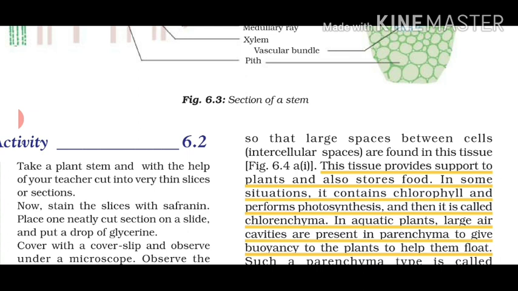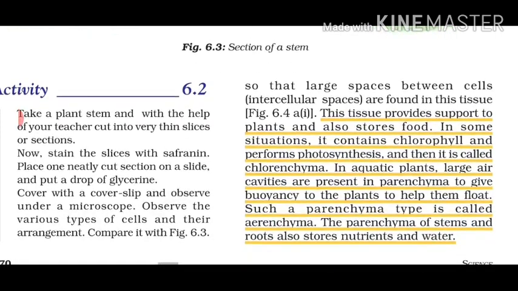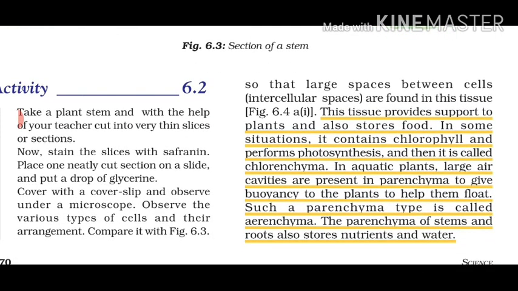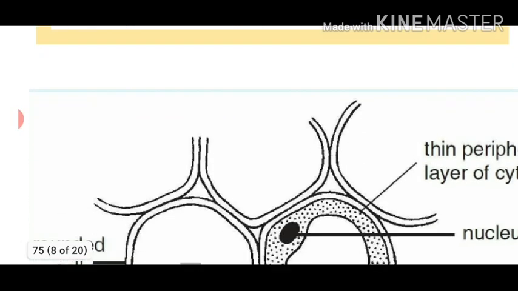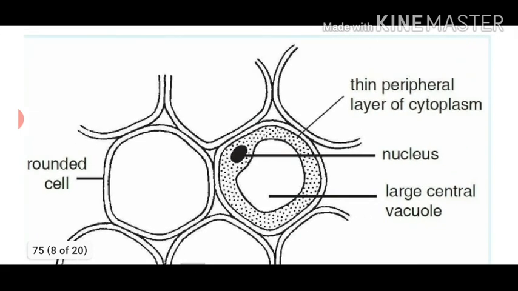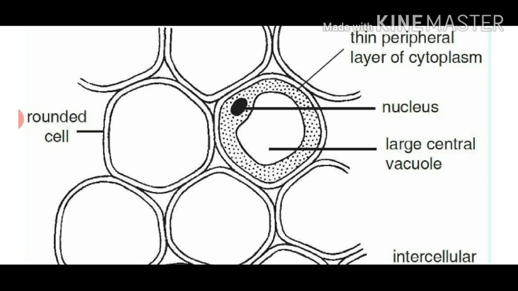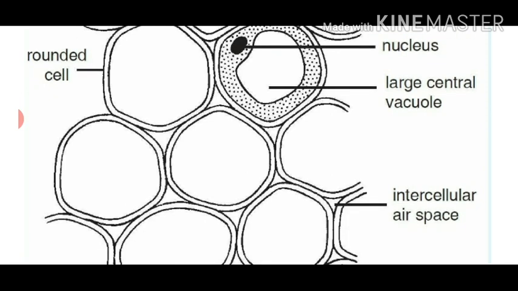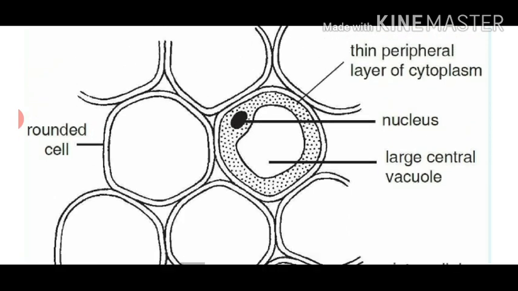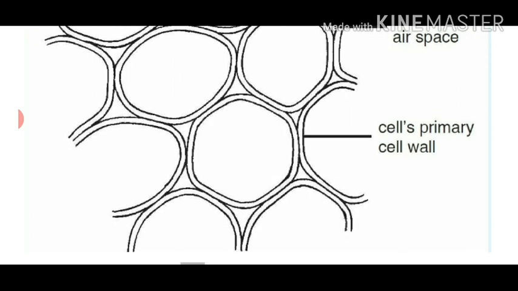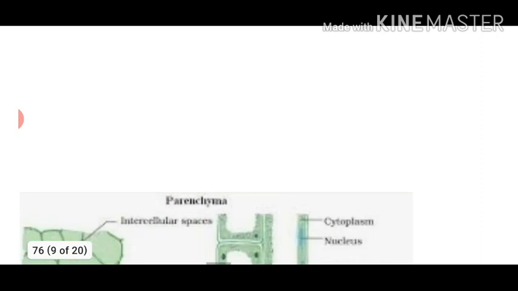In aquatic plants, large air cavities are present in parenchyma to give buoyancy to plants so that it helps them to float. Such a parenchyma is known as aerenchyma. Parenchyma of stems and roots also stores nutrients and water. This is the figure of parenchyma having a large central vacuole and a nucleus. As you can see, there is intercellular space, meaning there is space between two cells, a thin peripheral layer of protoplasm, and the cell's primary cell wall.